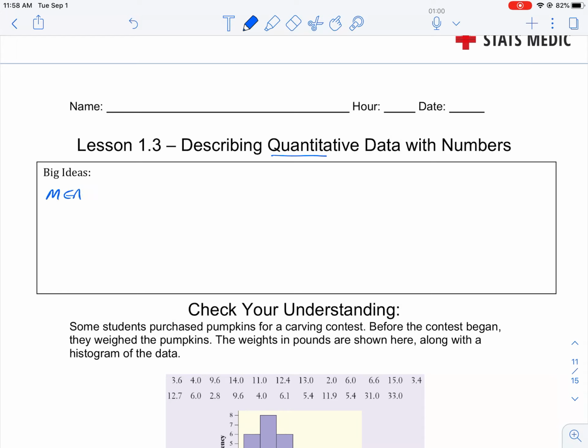One that's probably familiar to you is finding the mean. In statistics, when we have the mean, we're going to use the symbol x with a bar over the top. The way to find the mean is the simple average: you take the sum of the data values and you divide by the number of data values.